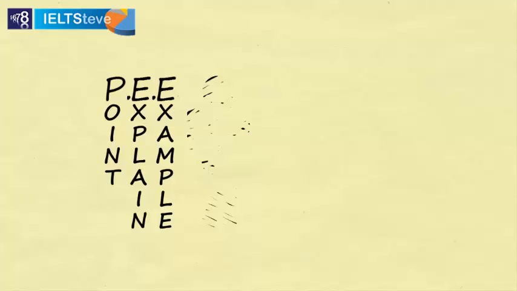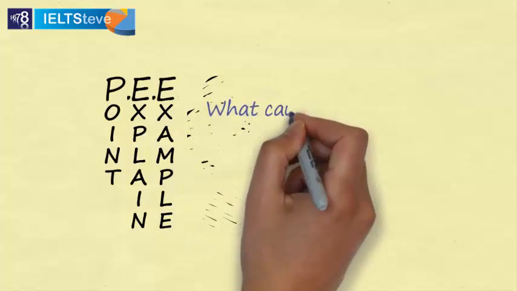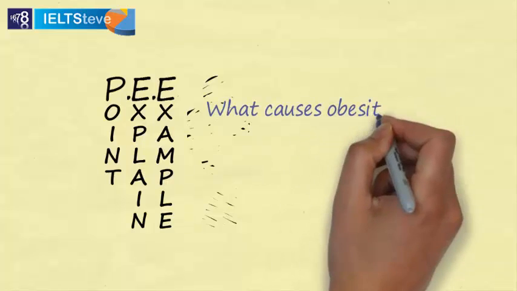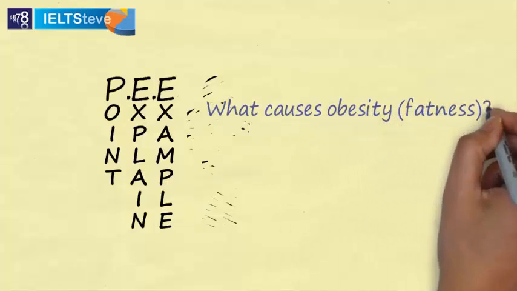So here's an example here. What causes obesity or fatness? Food. Now we need to explain what we mean by food. So it's too much food. It's not just food, it's too much food. For example, eating all the time.